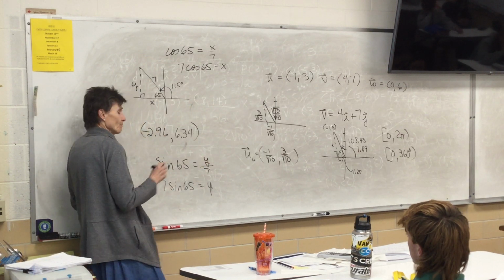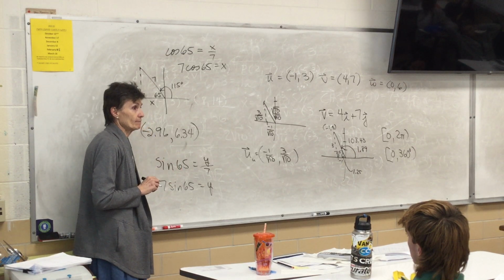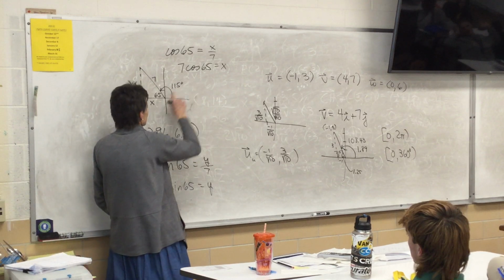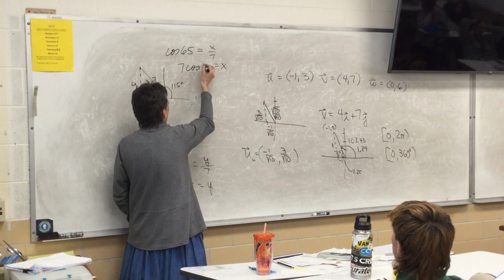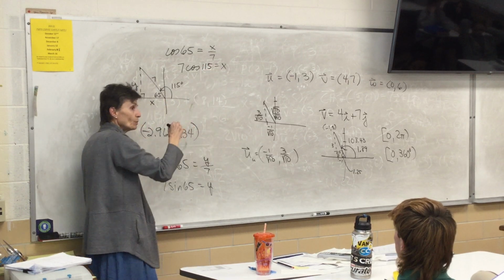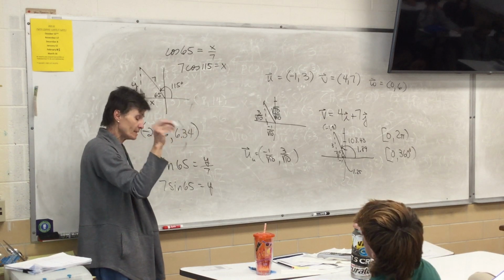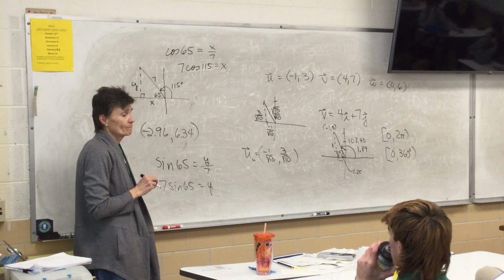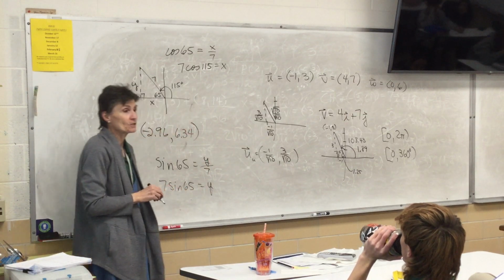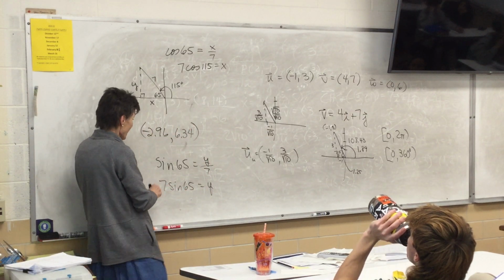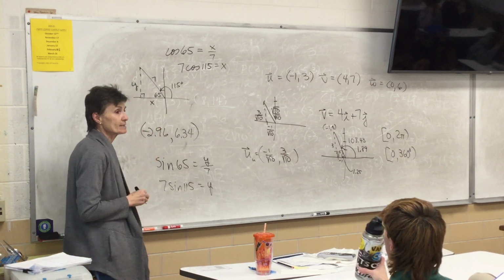But here's what I want to show you. The original direction angle was 115. What if, instead of finding the reference angle, I just used 115? So instead of doing 7 cosine 65, what if I did 7 cosine 115? Try it. What happens? You get the negative. You don't have to artificially make it negative. It comes out negative. And what if we did 7 sine 115? You get exactly the same thing.